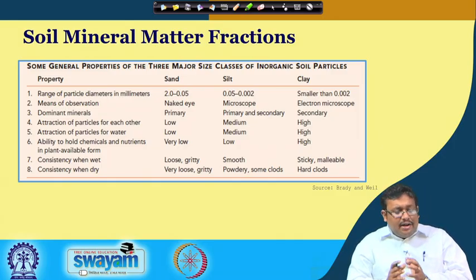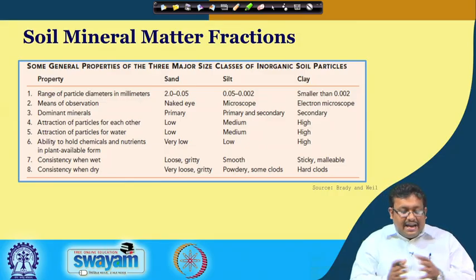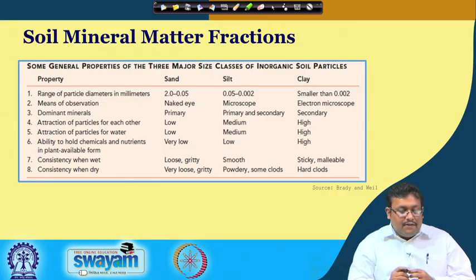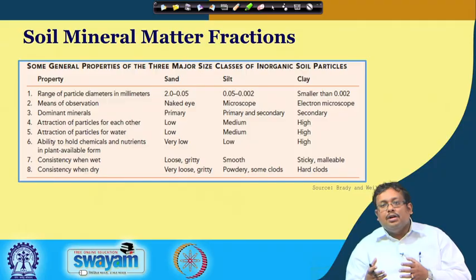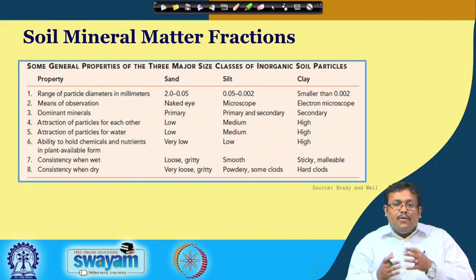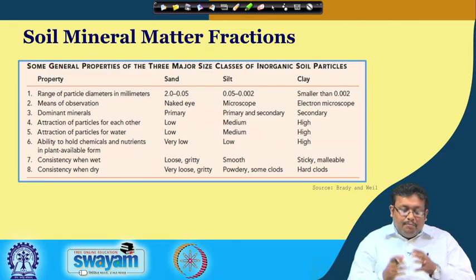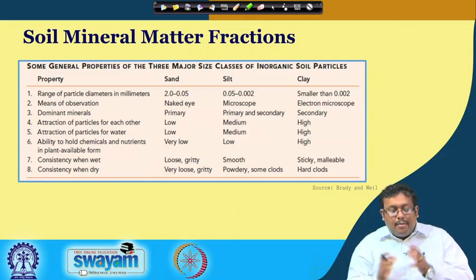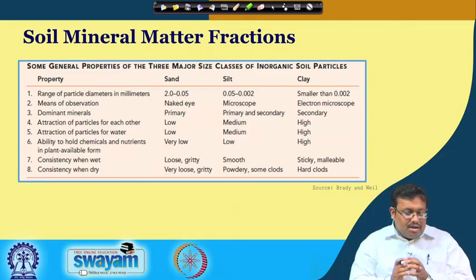Now, regarding the ability to hold chemicals and nutrients in plant available form, you will see that sand has a very low water, chemical and nutrient holding capacity, whereas clay has a very high water and nutrient holding capacity in plant available form, and silt has a medium or low water holding capacity.